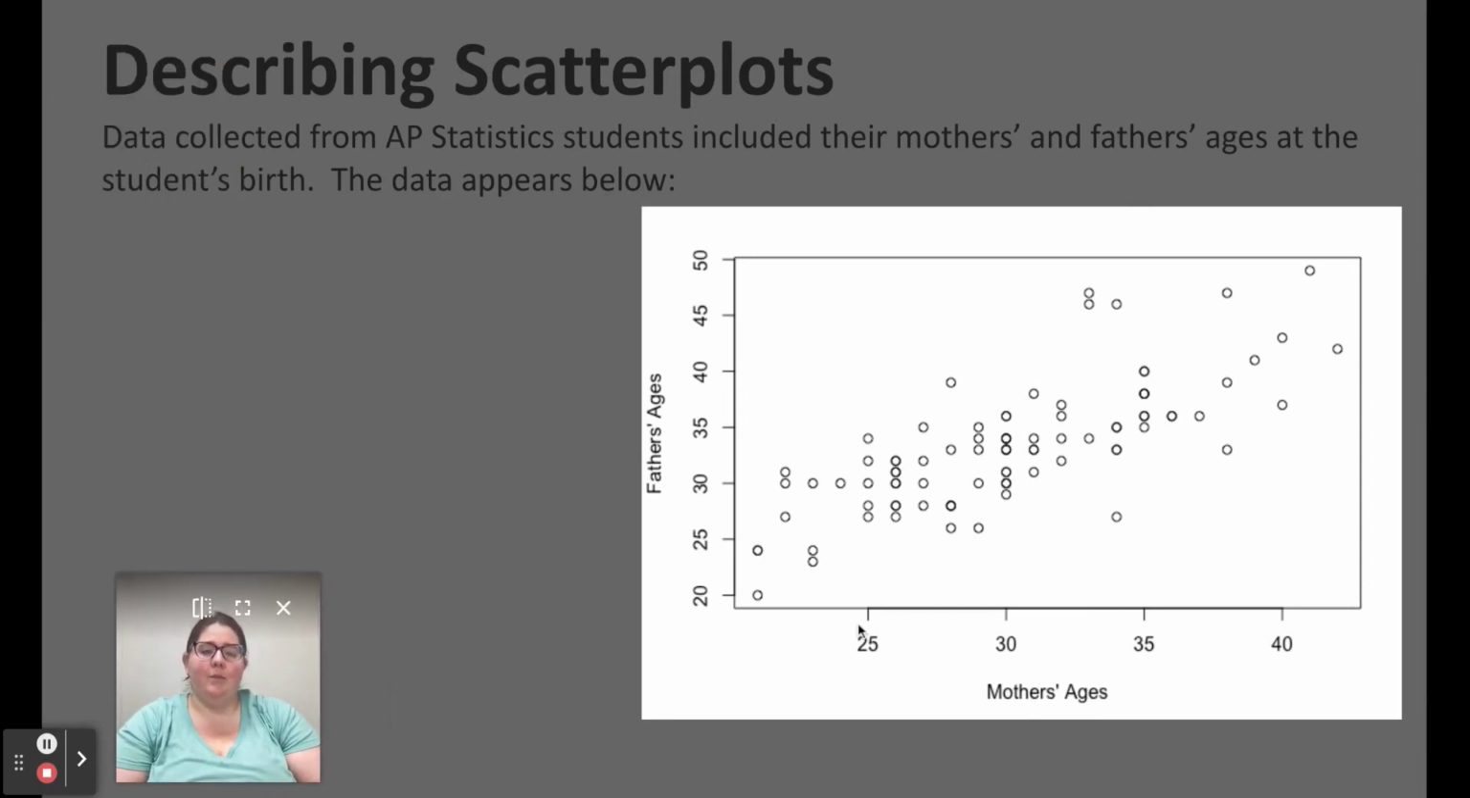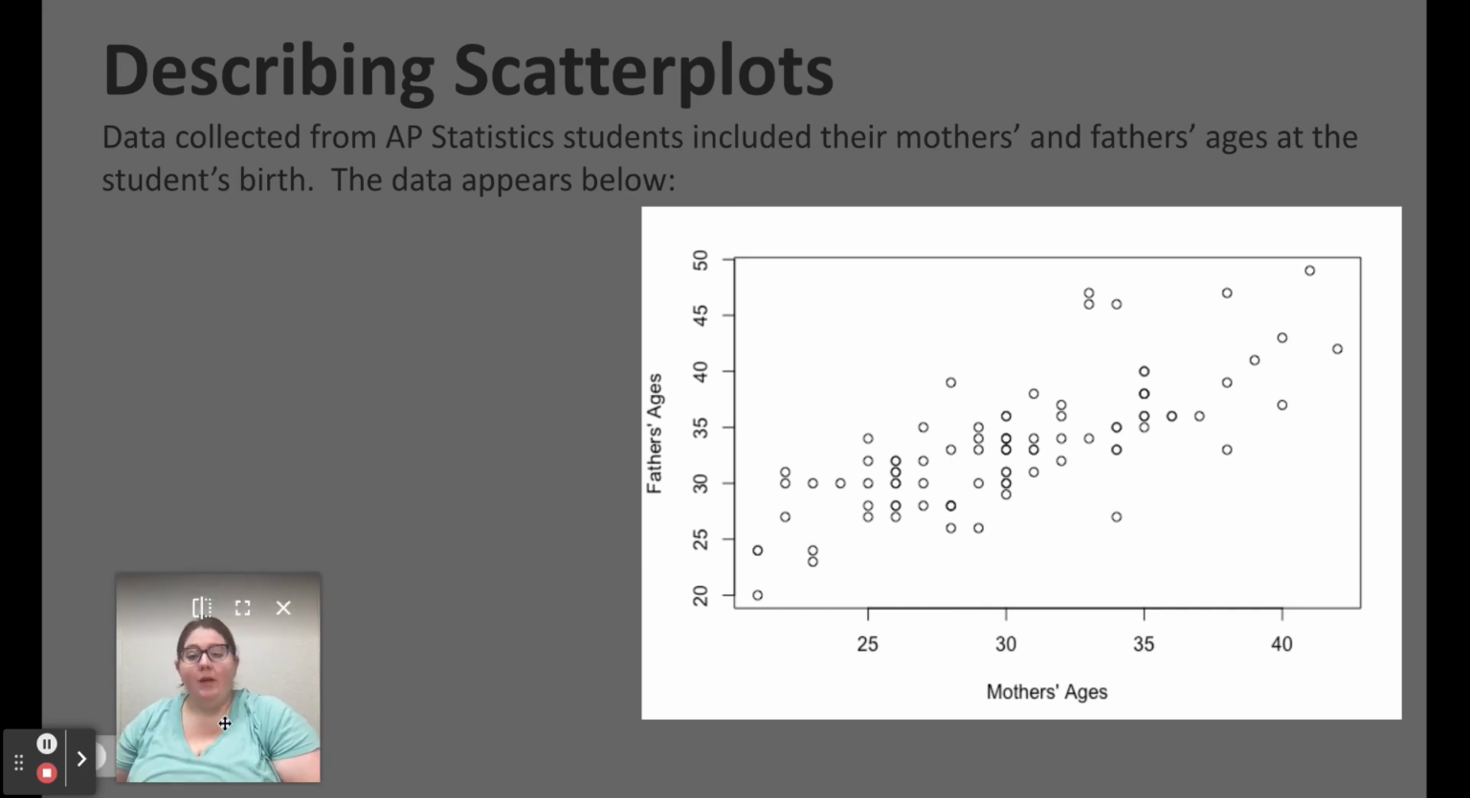Again, it's a graph for showing two numerical variables. This example is data I collected from students that asked them how old their mother was and how old their father was when they were born. So these are mother's ages versus father's ages. Each point represents a student, and you can see how old their mother was and about how old their father was at the time they were born.